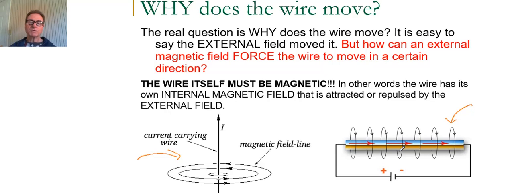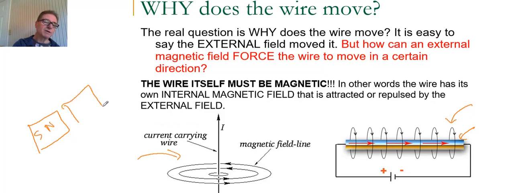Well, guess what's going to happen if we take this wire with a current running through it, which now has an internal magnetic field generated because of the current, and we put that into another magnetic field? Well, what happens when you have a bar magnet, north and south, and you put it next to another bar magnet, north and south? What are those two magnets going to want to do? Well, those two are going to want to repel each other.